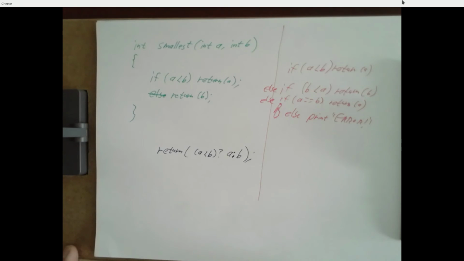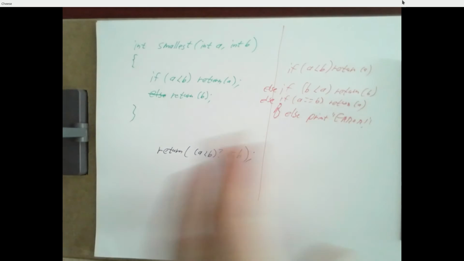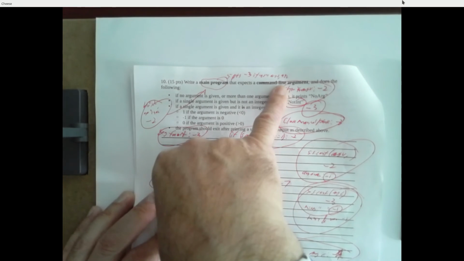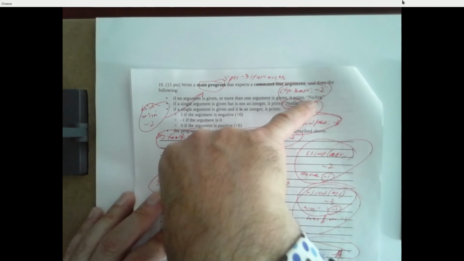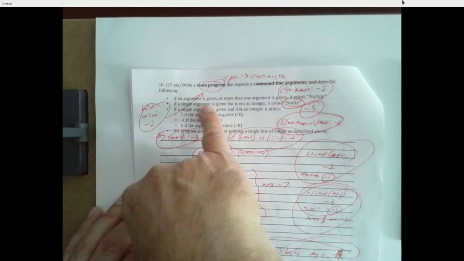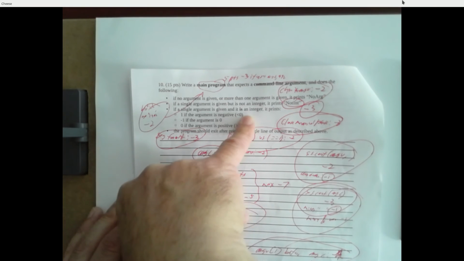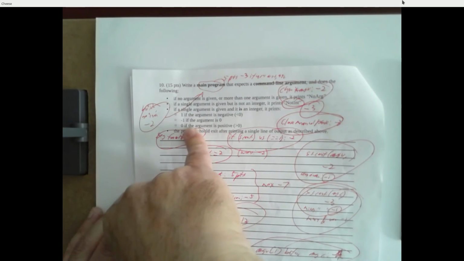Alright, so one more C program. Question 10 was dealing with command line arguments. So main program that expects a command line argument and does the following. If there's no argument or more than one argument, print out the error message no arg. If there's a single argument but it's not an integer, print out no int. Otherwise, take that integer and print out either a 1, -1, or 0 based on whether the number is negative, 0, or positive, and then exit.